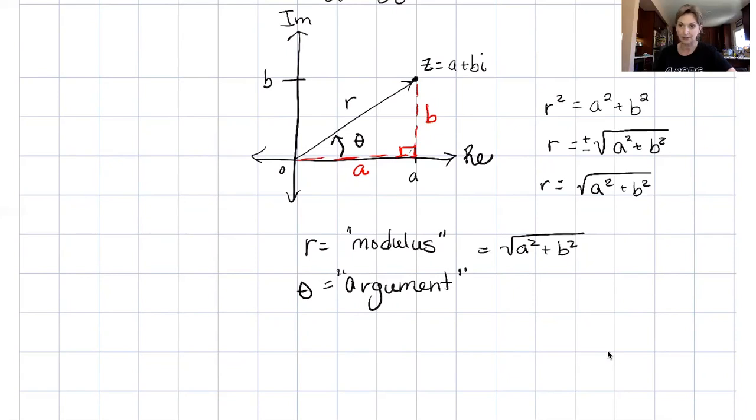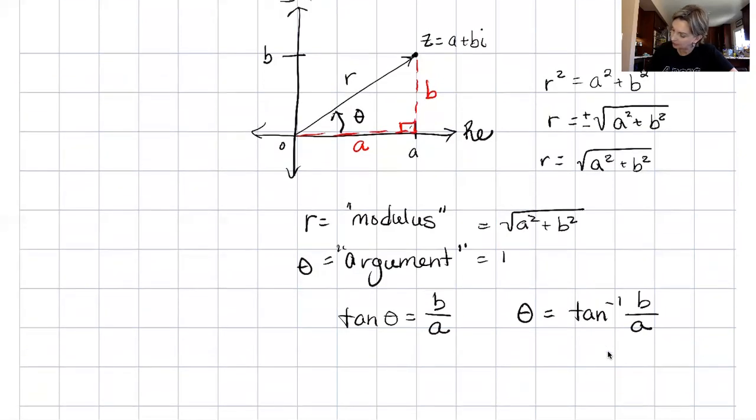Now how are we going to find the argument? We're going to use our trig to help us. Because we know what b is and we know what a is, we can use tangent, because tangent is going to be b over a. So we can just use our inverse trig, and our argument is going to be the inverse tangent of b over a. That's how we'll find our argument. So there we go, tangent inverse of b over a, and we have a way of finding our modulus and our argument.